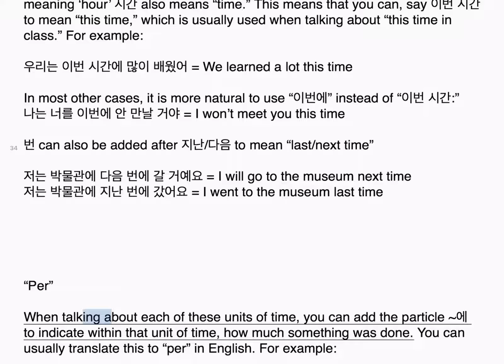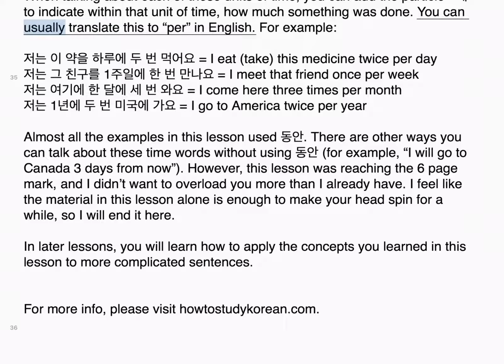Per. When talking about each of these units of time, you can add the particle 에 to indicate within that unit of time how much something was done. You can usually translate this to per in English. For example, 저는 이 약을 하루에 2번 먹어요. I take this medicine twice per day. 저는 그 친구를 일주일에 한 번 만나요. I meet that friend once per week. 저는 여기에 한 달에 3번 와요. I come here 3 times per month. 저는 1년에 2번 미국에 가요. I go to America twice per year.